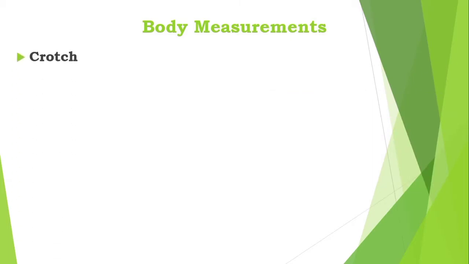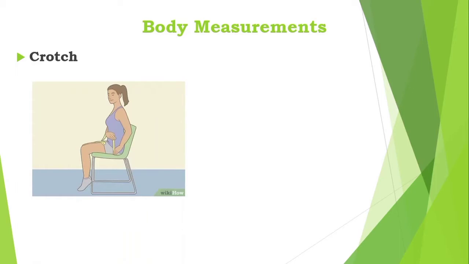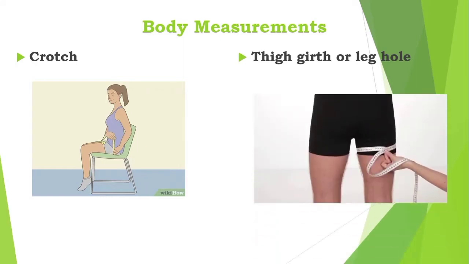Crotch. Crotch is taken from the seam below the waistband using the L square with the short side under the crotch. Another technique is to allow the person to sit straight on a chair and measure from the waistline down to the lower part of the hip bone. So this is how you measure the crotch. Next, thigh girth or leg hole. Taken as width of the thigh. Thigh girth is also another term for the circumference of your thigh.